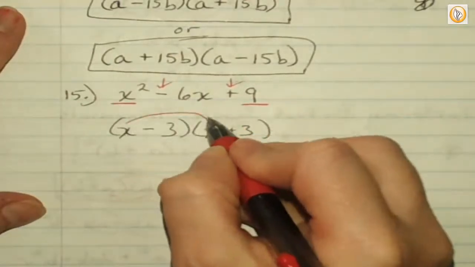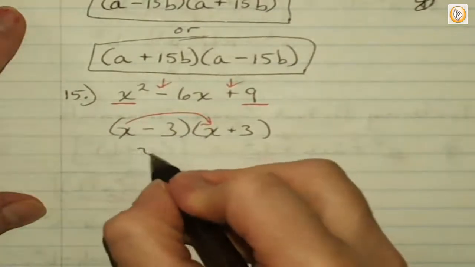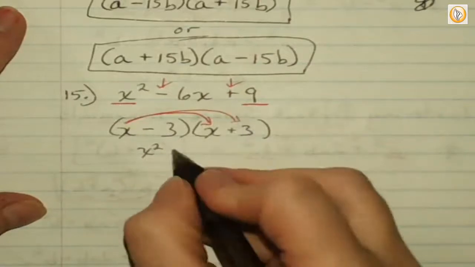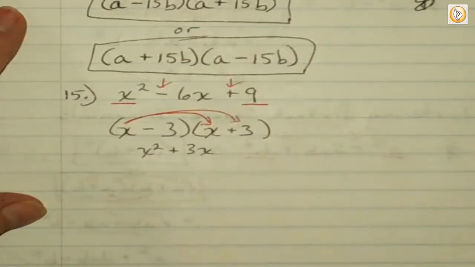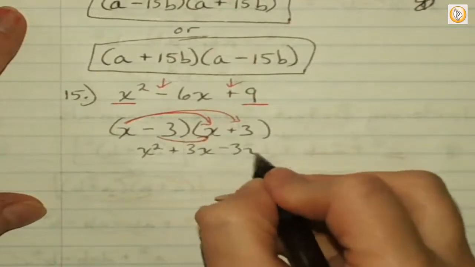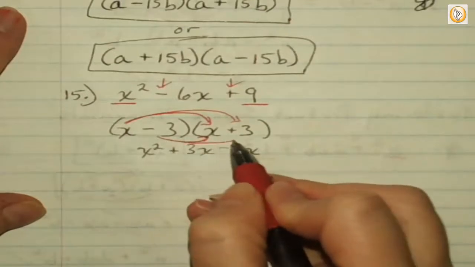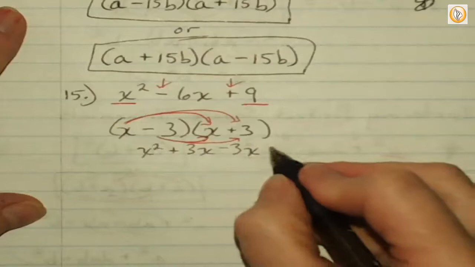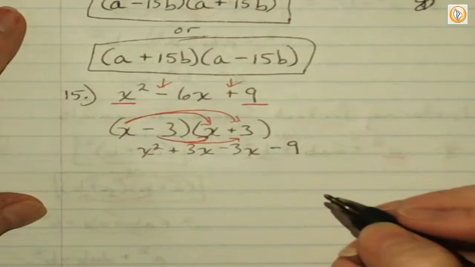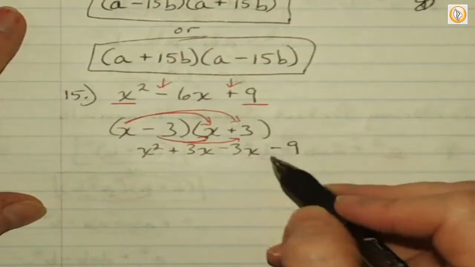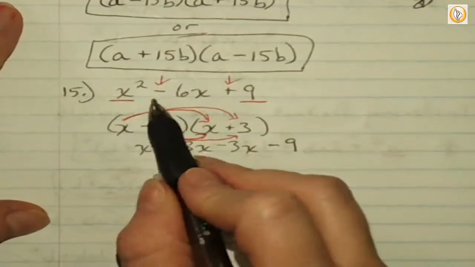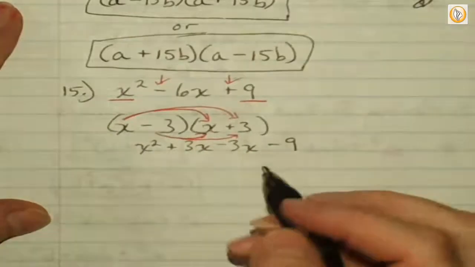All right, let's check this. X times X is X squared. X times positive 3 is 3x. Negative 3 times X is negative 3x. And then negative 3 times positive 3 is a negative 9. Oh no. So did we mess up? You think they're all pluses? But then how do I get this negative here? Well, she just told you. Well, what is it?